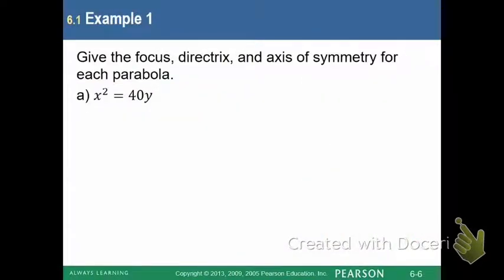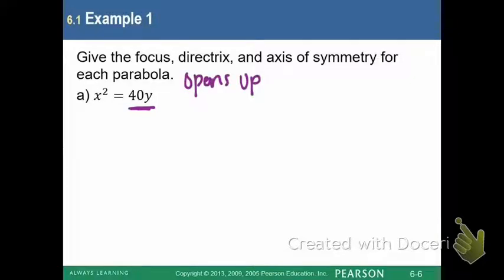So here's the first one. Give these three things. Here's our equation: x squared equals 40y. First thing, because it's the x that's being squared, I know that this is going to be a vertical parabola. It's going to open up or down. And because this number here is positive, I know it's going to open up. If you want to make note of that, you can.